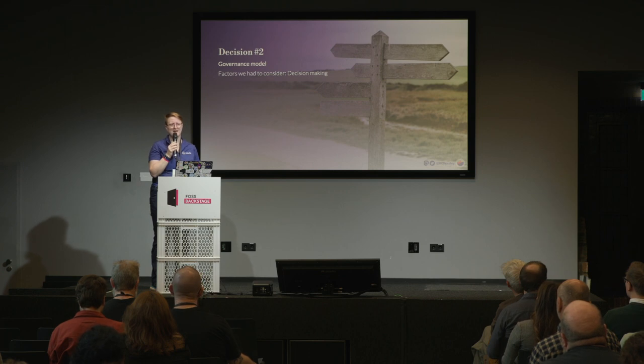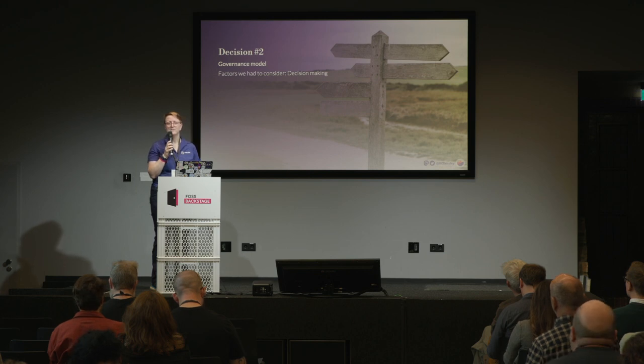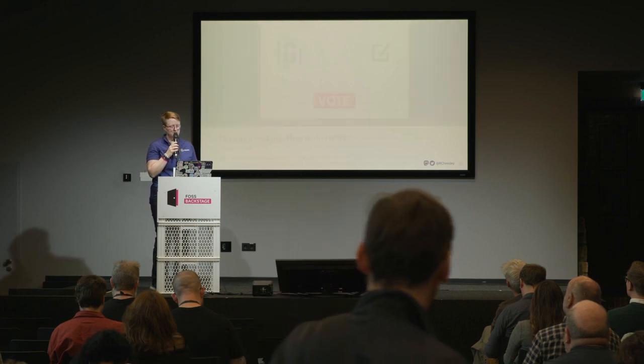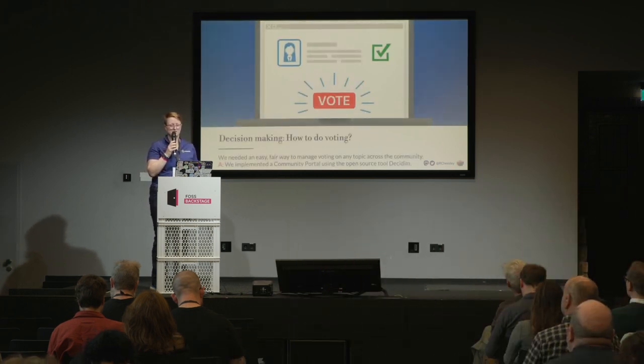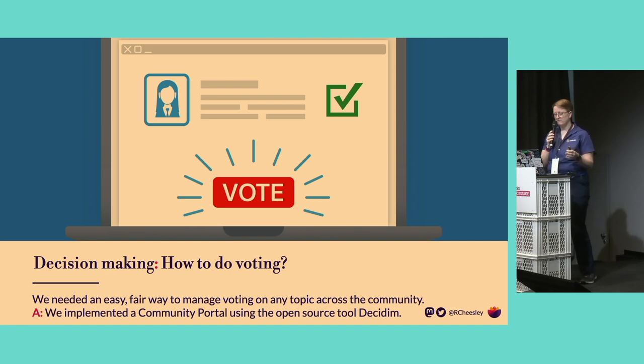So we had taken into account the structure, we'd made some decisions there, but then we needed to actually define how do we make decisions as a project. This had never been codified, we just kind of winged it most of the time. But now we actually needed to have that clarified. So the first thing was, how do we actually do voting? We needed to find a fair way that would allow people across any topic in the community to ask us to hold a vote for whatever reason.